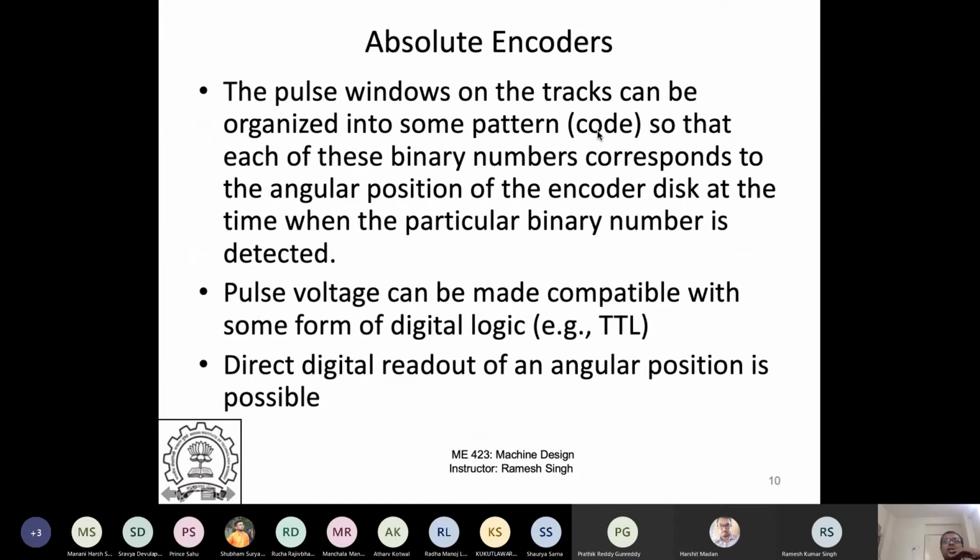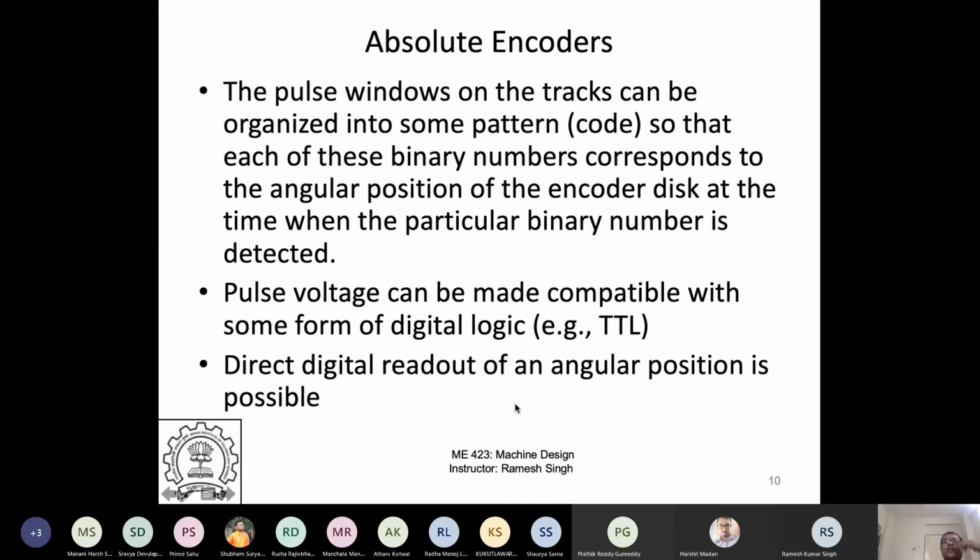The pulse windows on the tracks can be organized as some code so that each of these binary numbers corresponds to the angular position of the encoded disk at the time when the particular binary number is detected, right? So that's the property of your encoder itself, because at every location your encoder spits out a unique code. Pulse voltage can be compatible with some sort of TTL, which is basically a pulse signal.